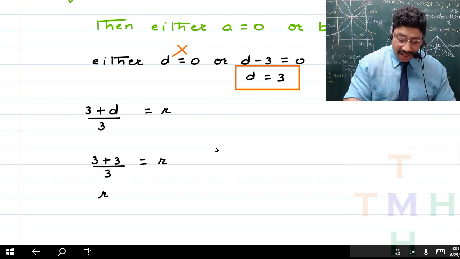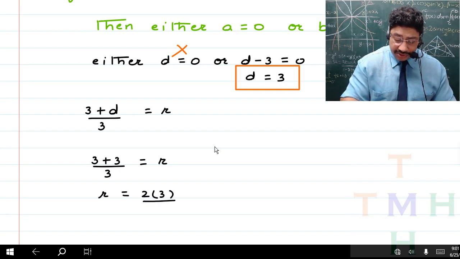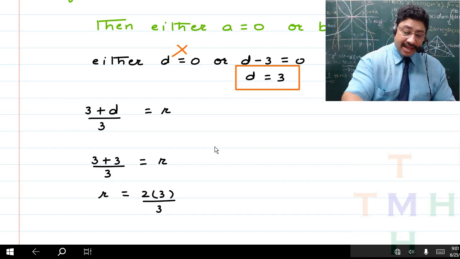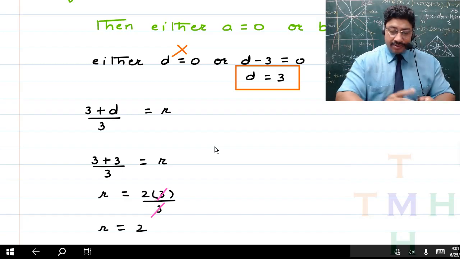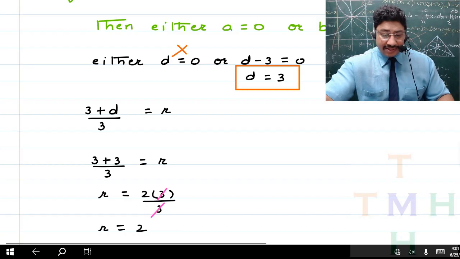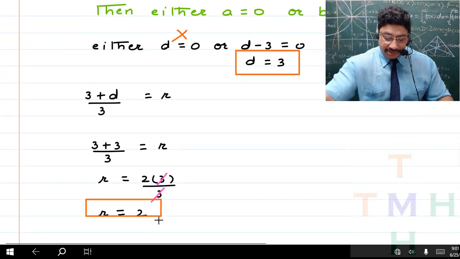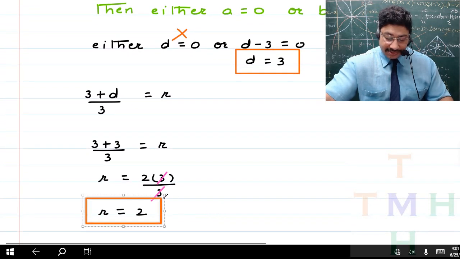So as such, r will get calculated to 2 times of 3, which is divided by 3, where we find that we can actually cancel off both the 3's, and thus we are left with the value of r, which is 2. Now since this is another of our answers, we will put this in a box again, so that the examiner can very easily find this out, right? So this is our second answer.